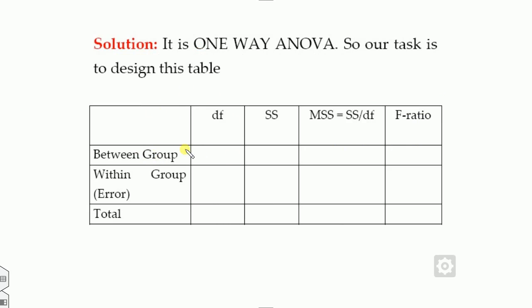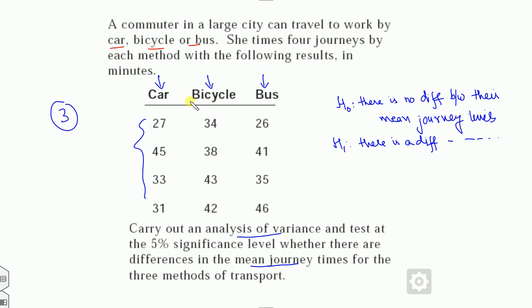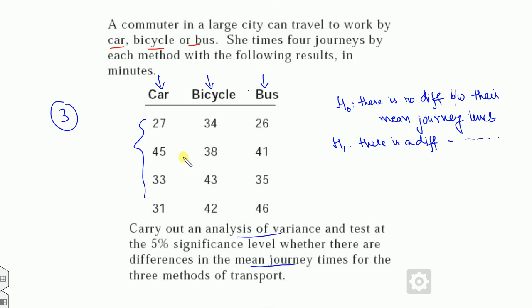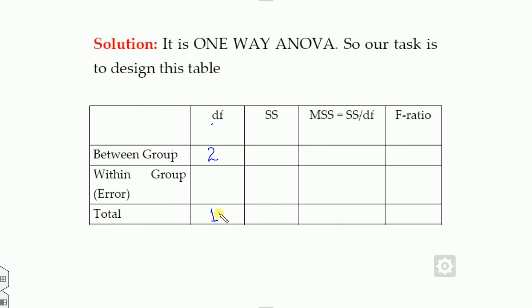So again calculate the degree of freedom between the groups. How many groups are there? 3. So the degree of freedom is 2. How many elements are there in total? 4 in each, so that is 12. The total degree of freedom is 11. Now the remainder is 9. Now calculate this.